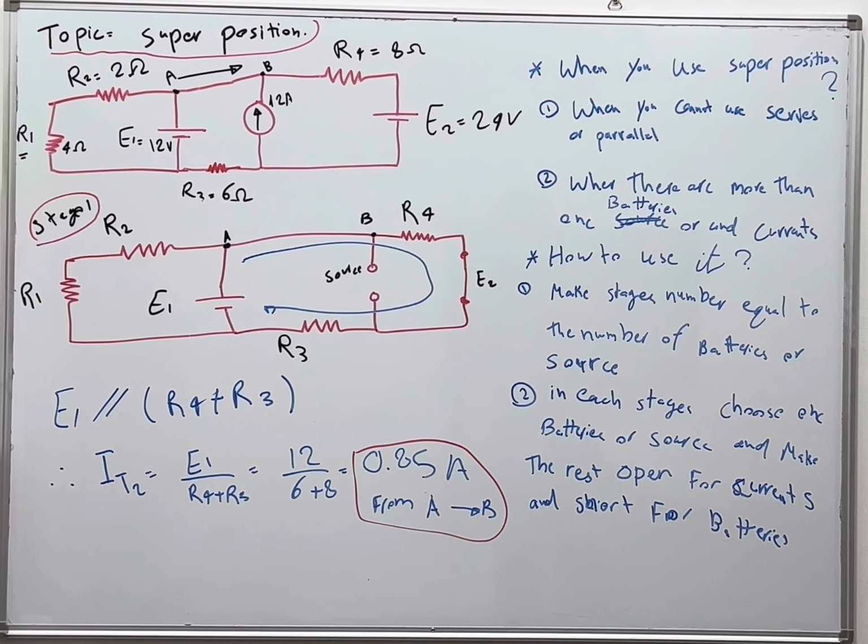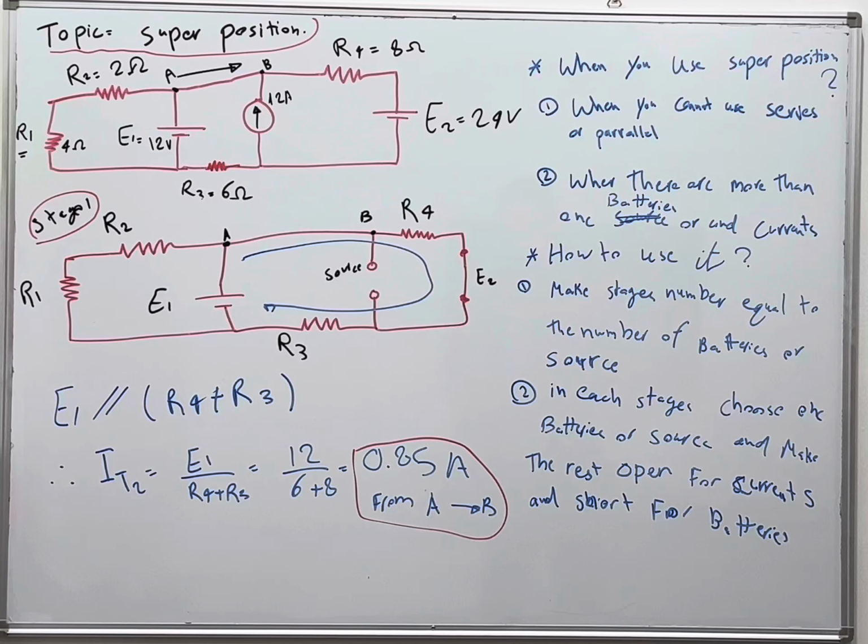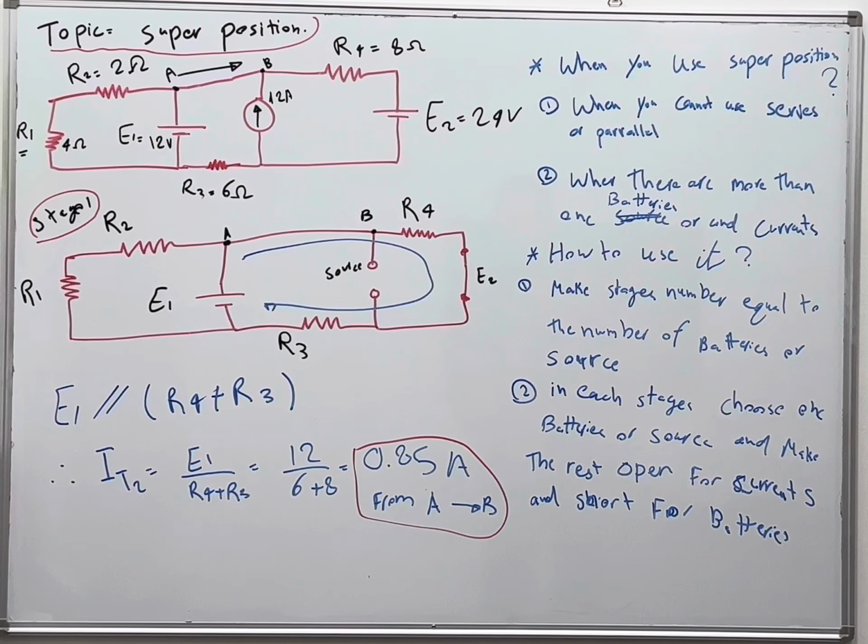By the way, I forgot something very important. Why do they ask about superposition and what's important for superposition? Like in this question, find the current between points A and B. How much is it? What's the direction of that? This is why we use superposition.